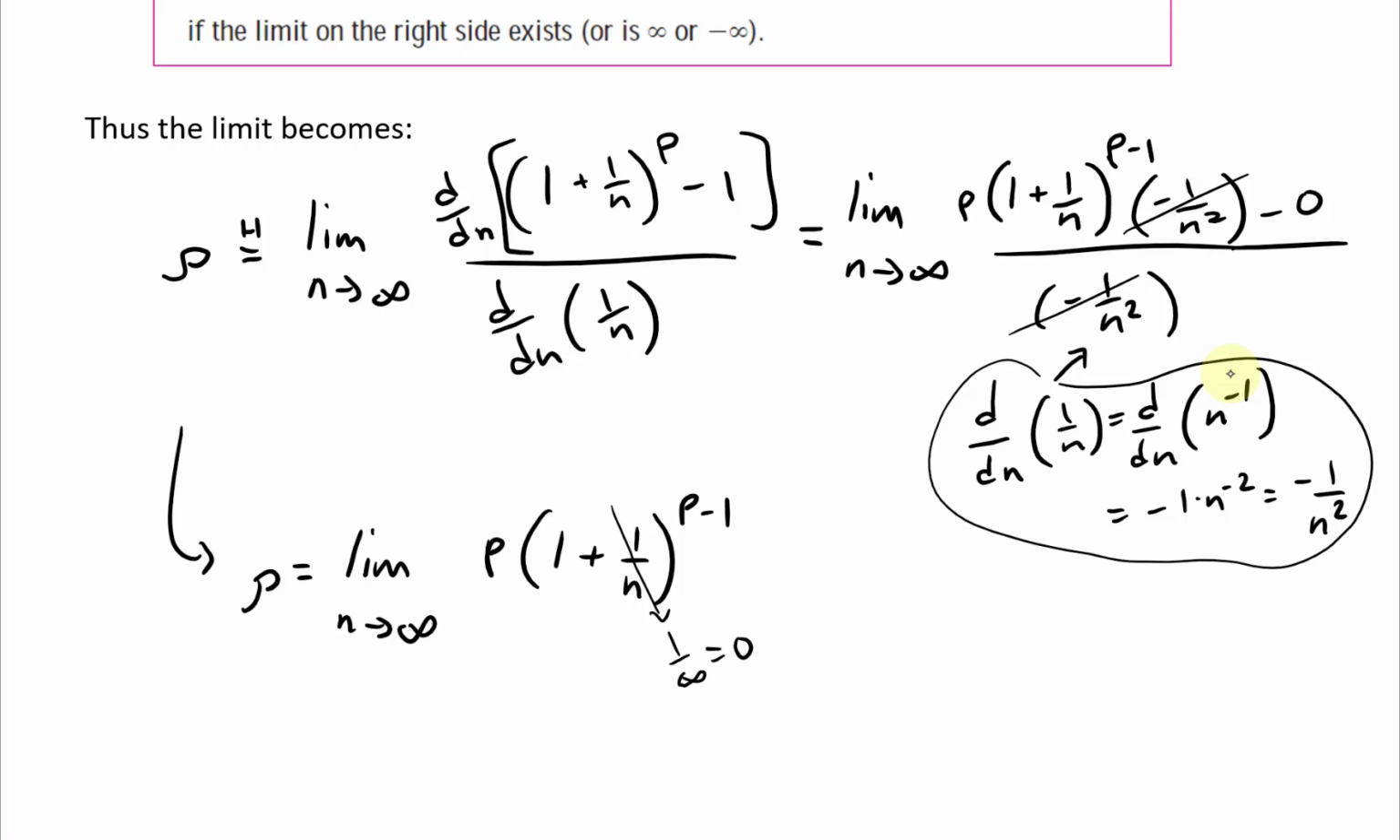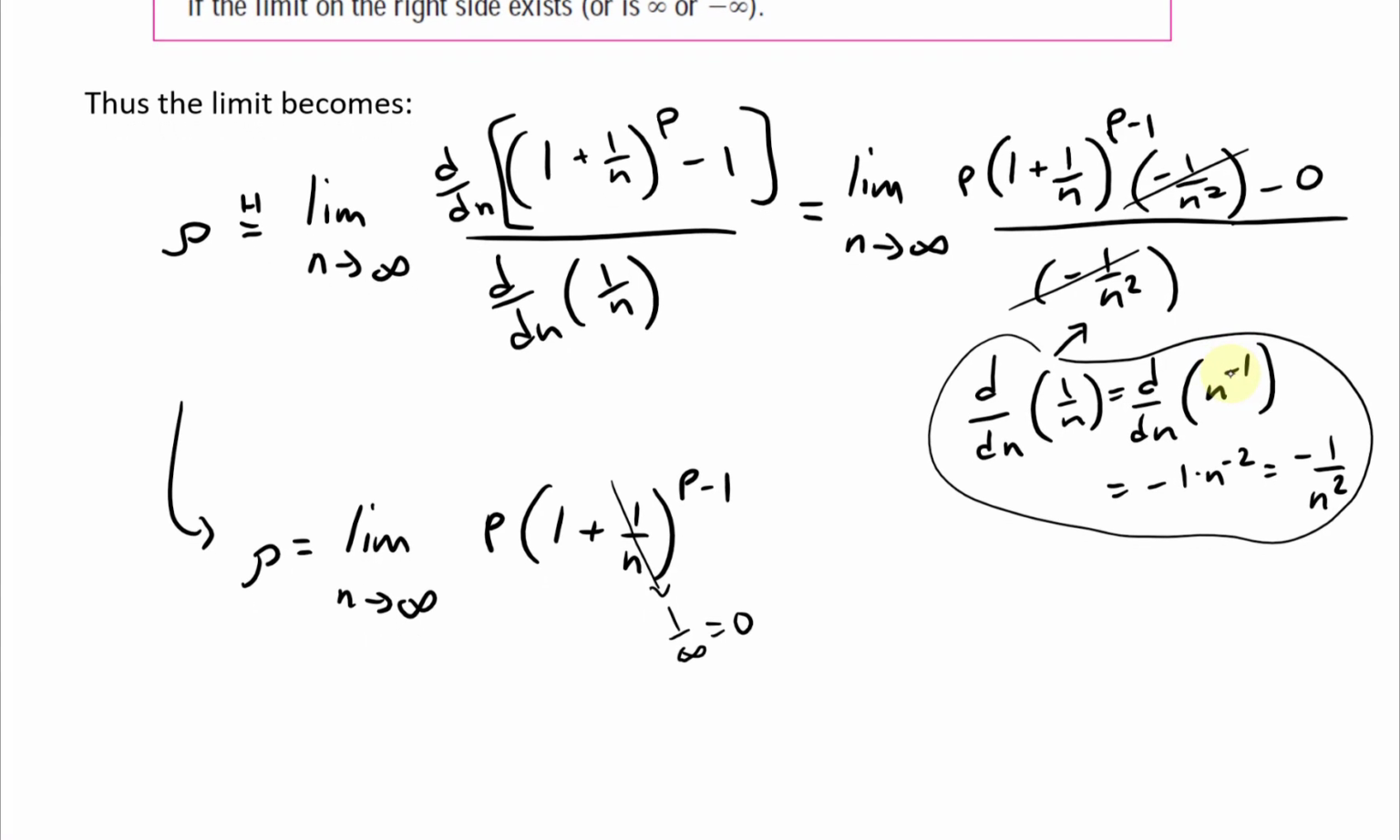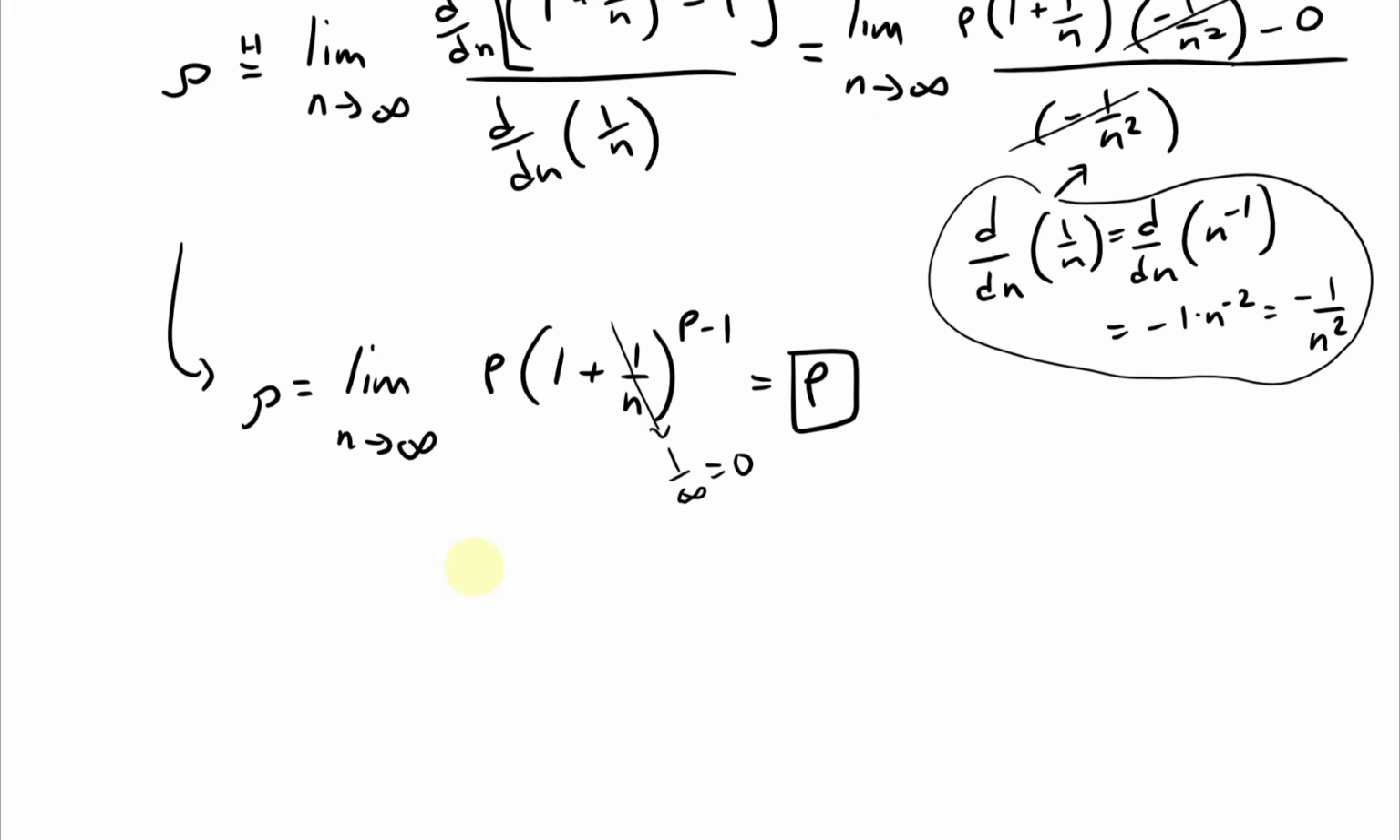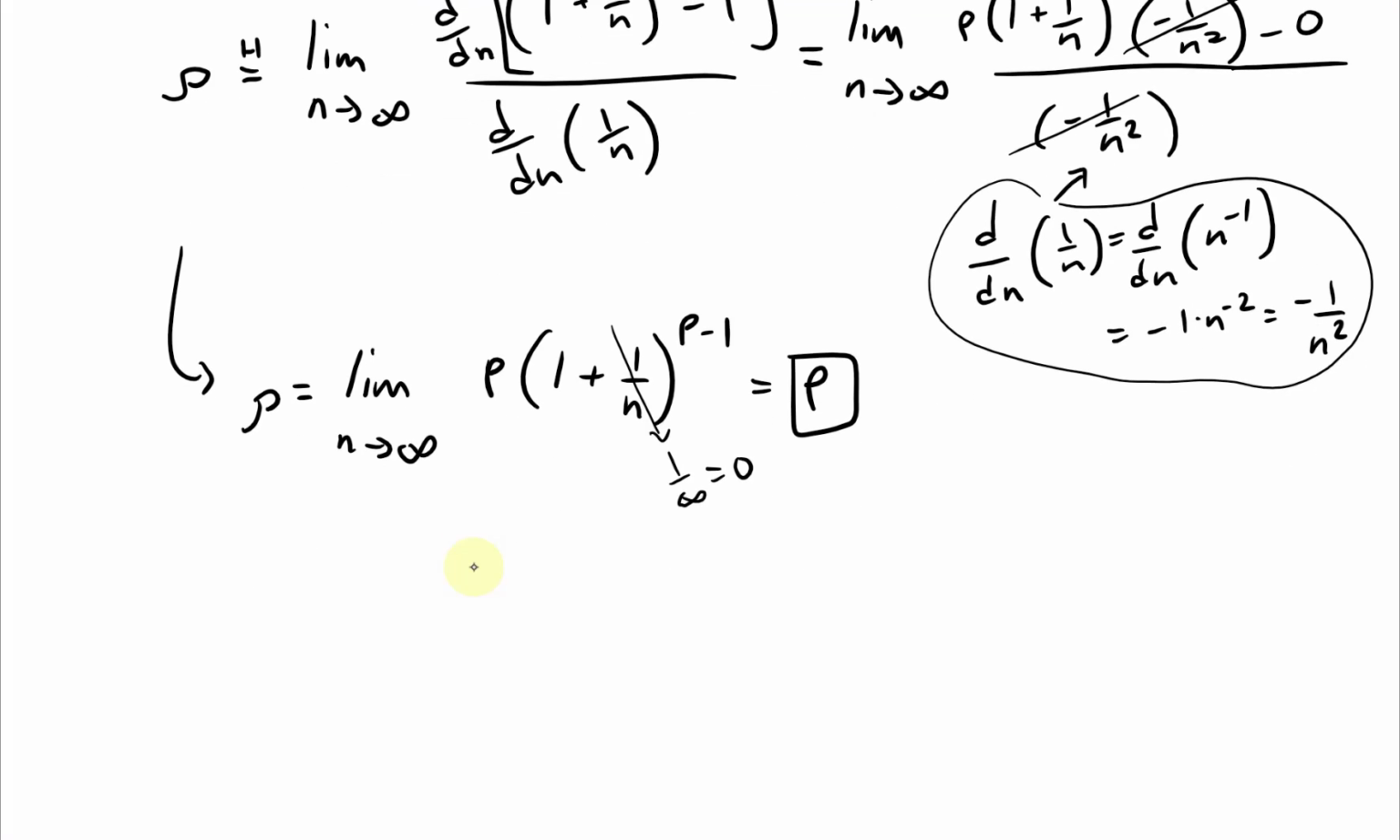So in other words, this is going to 0, and then we're just left with 1 plus 0 to the power of p minus 1. This whole thing just becomes 1, because 1 to the power of anything is 1. So then this is going to be equal to p. In other words, we have rho is equal to p.